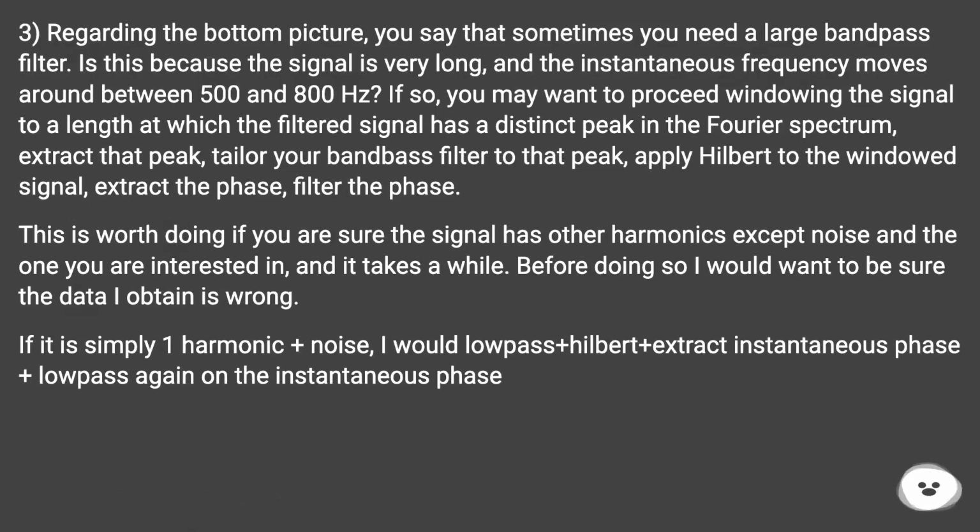3. Regarding the bottom picture, you say that sometimes you need a large bandpass filter. Is this because the signal is very long and the instantaneous frequency moves around between 500 and 800 Hz? If so, you may want to proceed by windowing the signal to a length at which the filtered signal has a distinct peak in the Fourier spectrum, extract that peak, tailor your bandpass filter to that peak, apply Hilbert to the windowed signal, extract the phase, and filter the phase. This is worth doing if you are sure the signal has other harmonics except noise and the one you are interested in, and it takes a while.